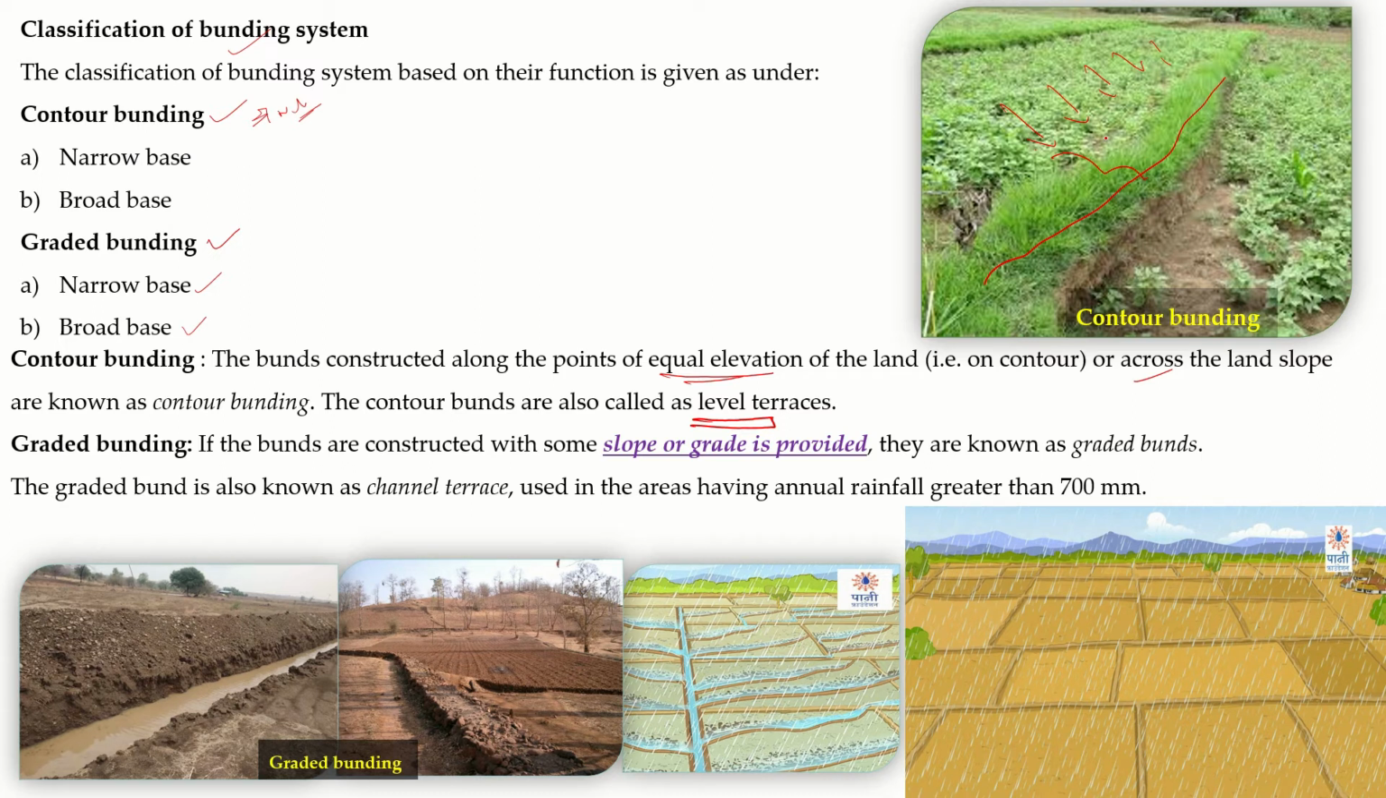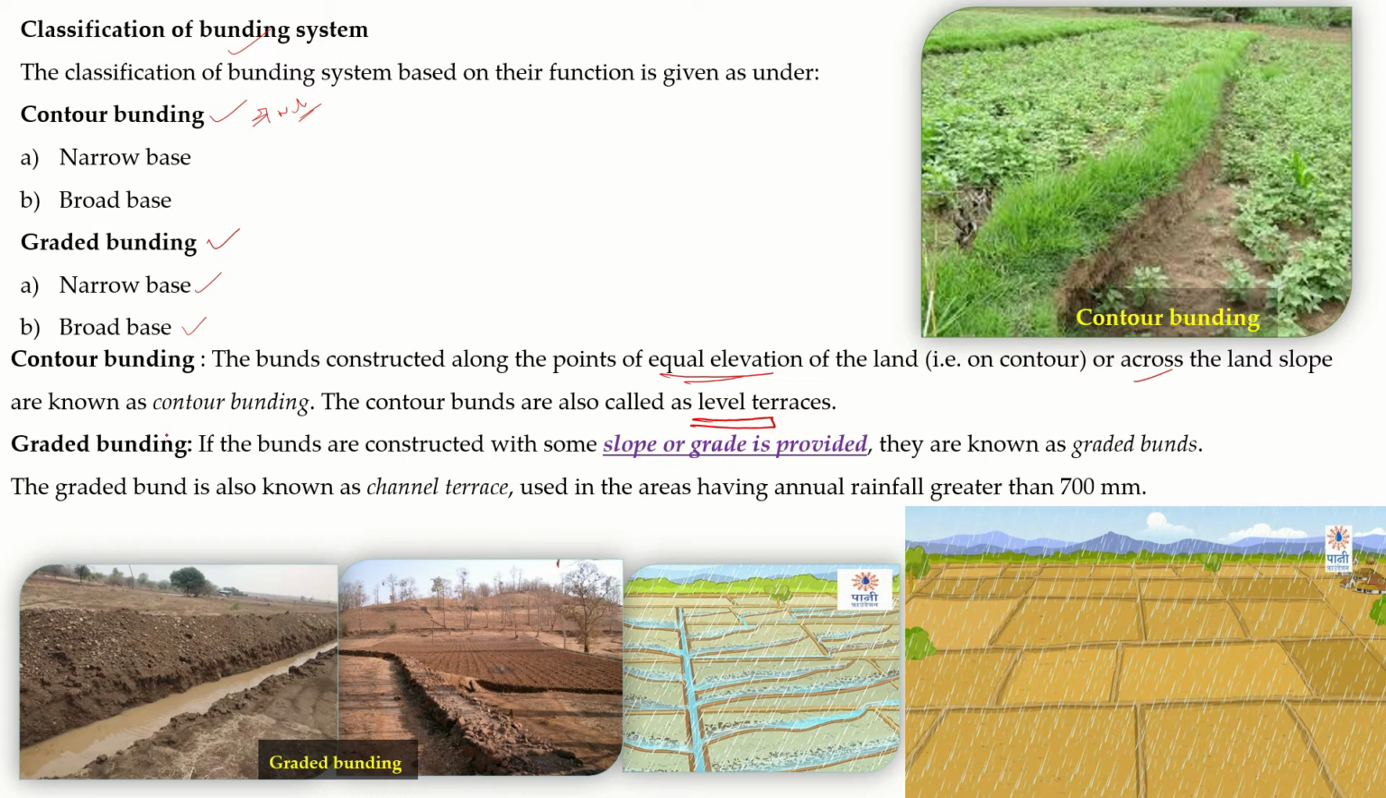Now, there is no grade provided to pass the excess water. So maybe the overland flow, meaning overflow, may take place. Otherwise, if a small grade has been provided, suppose the field itself has a little bit of slope in this direction, so a small amount of water may flow along your bund.